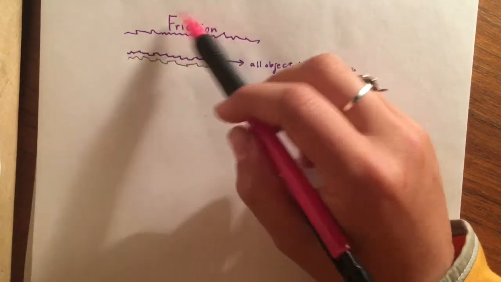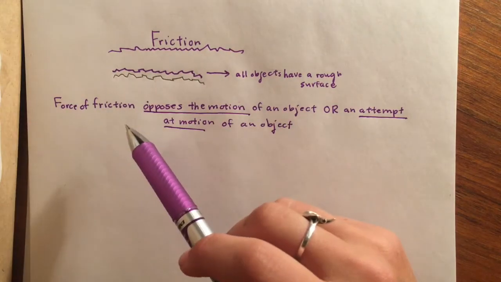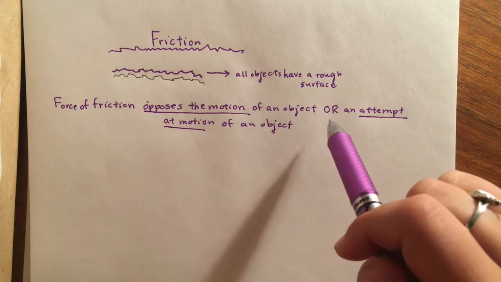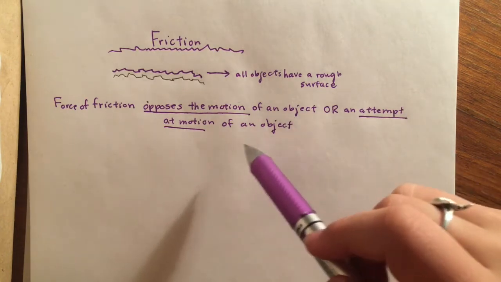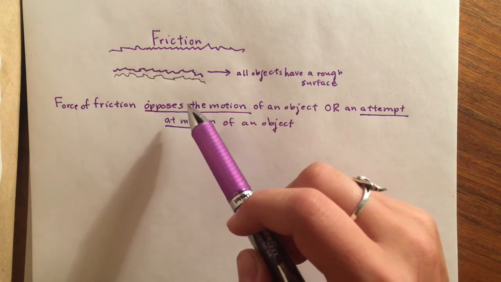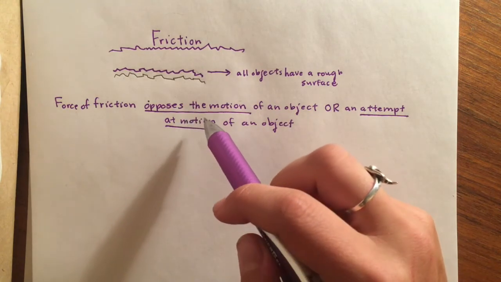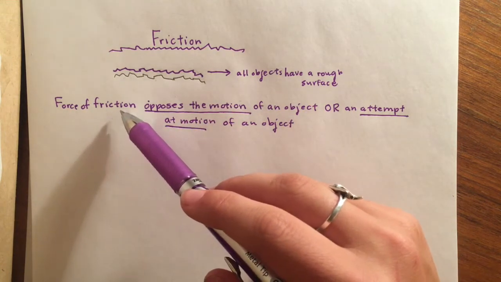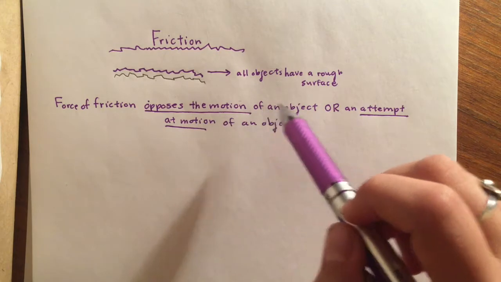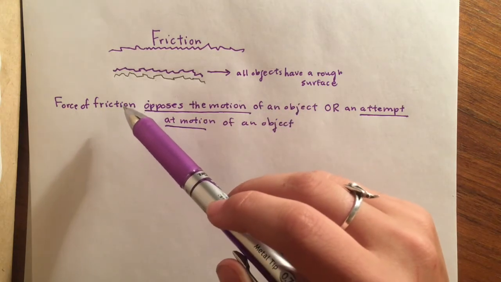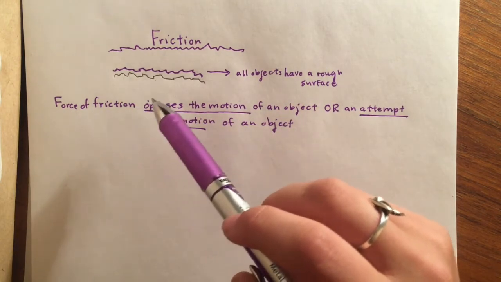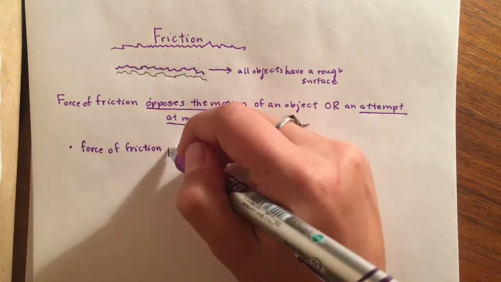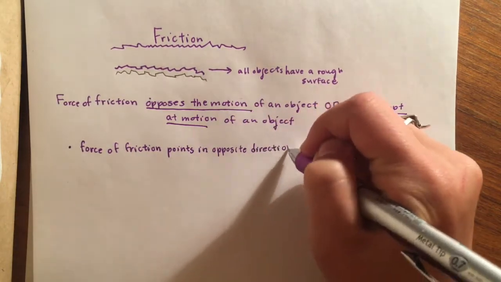That force is friction. So the force of friction is a force that opposes the motion of an object or an attempt at motion of an object. So if an object is touching a surface and it's moving relative to that surface, then there is going to be a force of friction that opposes the motion of that object. So friction to the object is like, no, I don't want you to move that way. So friction opposes the motion of an object. Force of friction points in the opposite direction to the motion of an object.